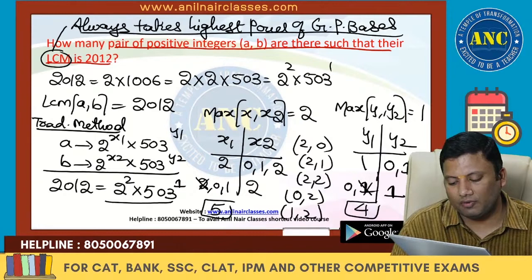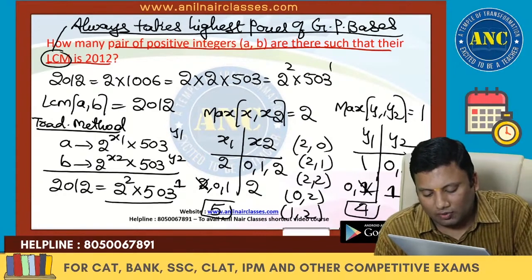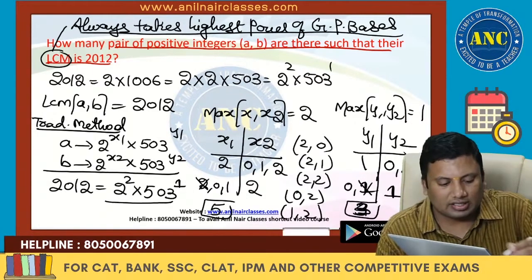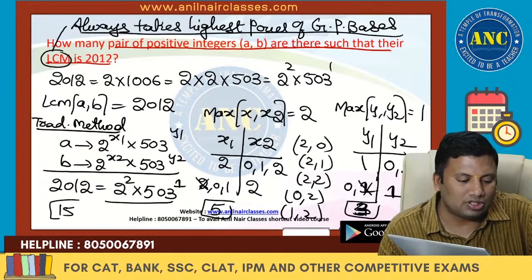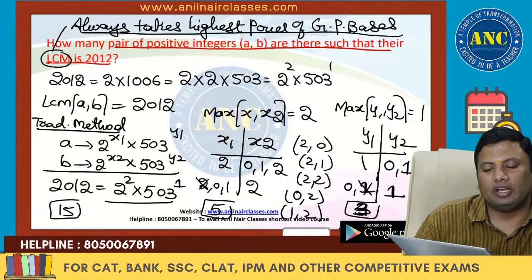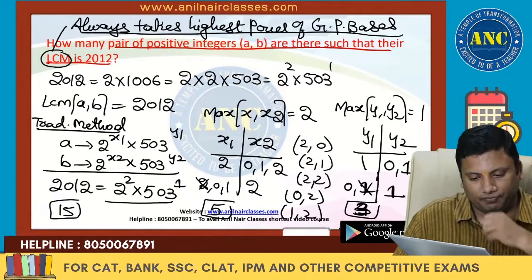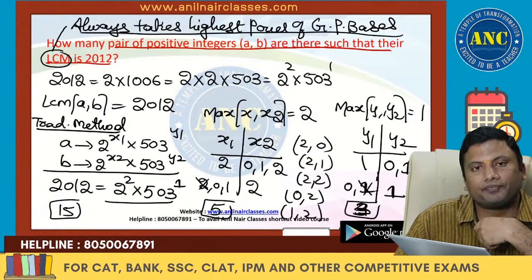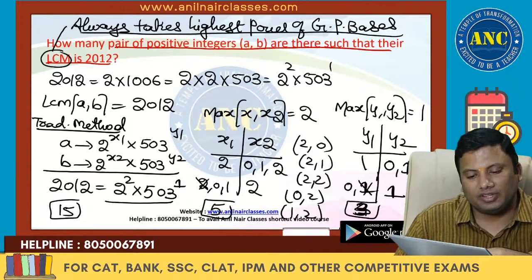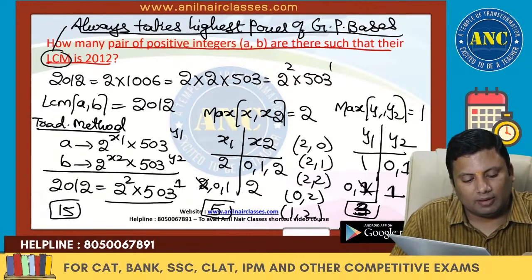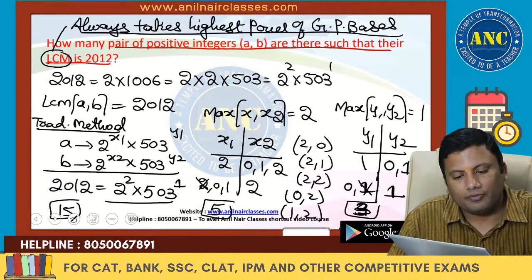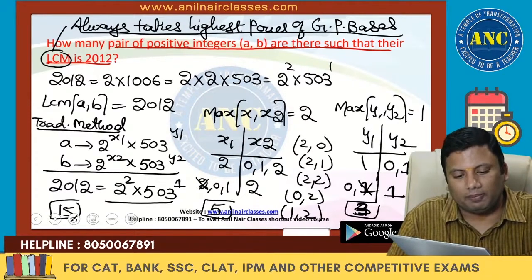1 0, 1 1, and 1 0, 1 1, and 0 1. 3 cases. 5 into 3 is total 15 cases. This is the traditional method from the definition of LCM. LCM always takes the highest power of the given prime bases.